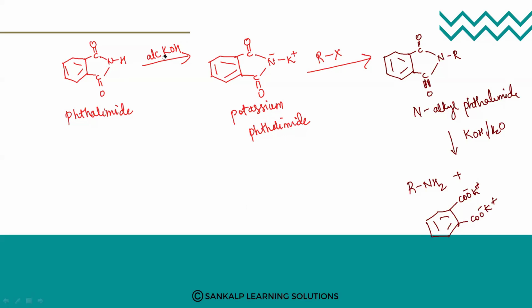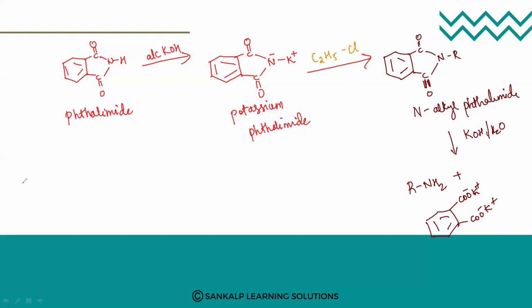Okay, so phthalimide will remain the same, alcoholic KOH will remain the same. So potassium phthalimide will remain the same. Up to this it will be the same. What will be the difference? I'm going to take one alkyl halide. So let me take an ethyl halide. Okay, let me take ethyl chloride.